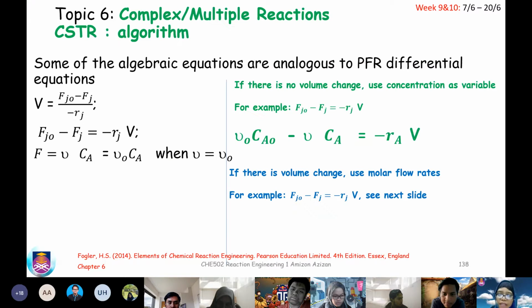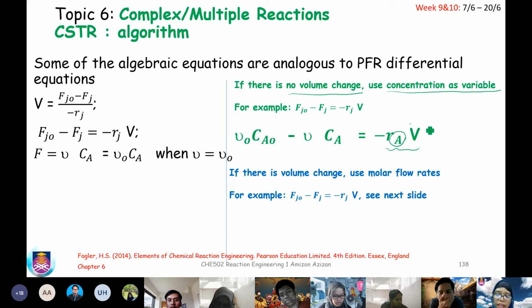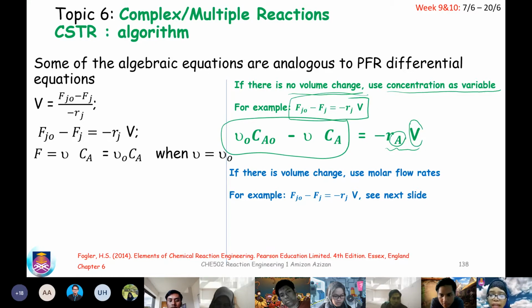Now, for CSTR, we follow the same principle. In this case, when there is no volume change, we can use concentration as the variable. Simply write the rate of disappearance of the limiting reactant A times V, following that formula: the final flow rate minus the initial flow rate. If there is volume change, use molar flow rate.